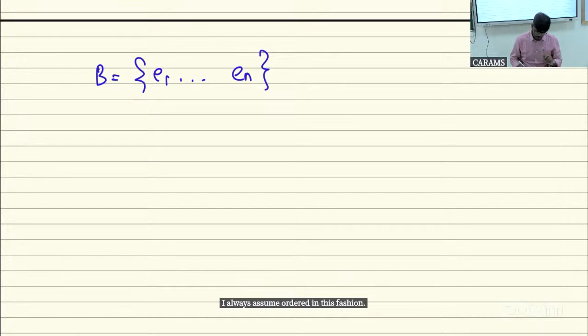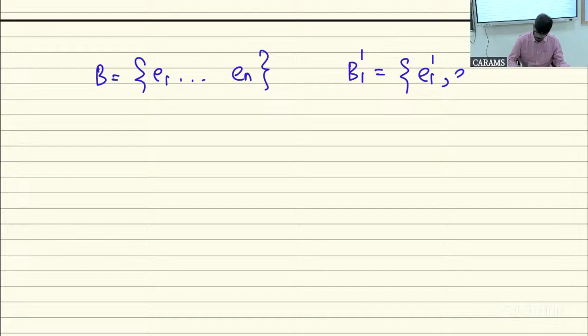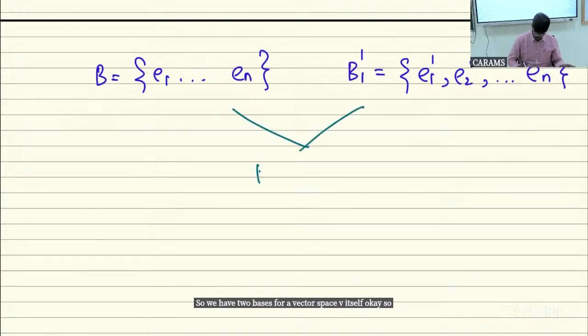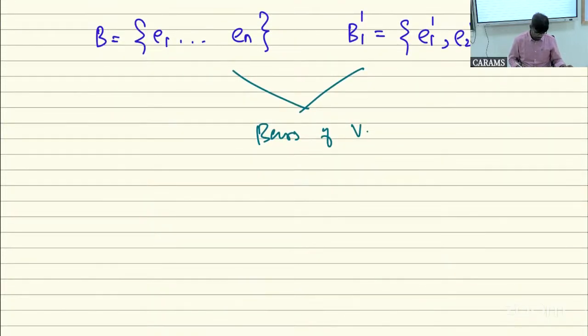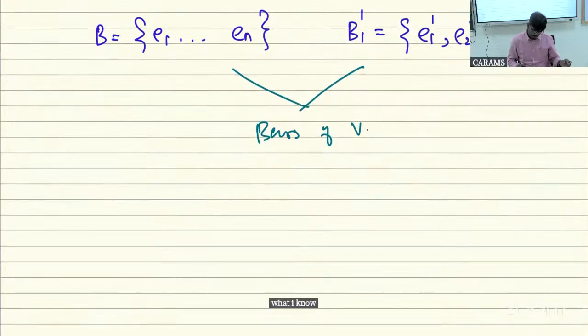So B, let's say we call it E1, E2, E3, and so on up to En. And let's say we have another basis, E1 prime, E2 prime, and so on up to En prime. So we have two bases for the vector space V itself. What I know is that any Ej prime is first of all a vector of V, and I know there is a basis E1, E2, E3, and so on up to En.